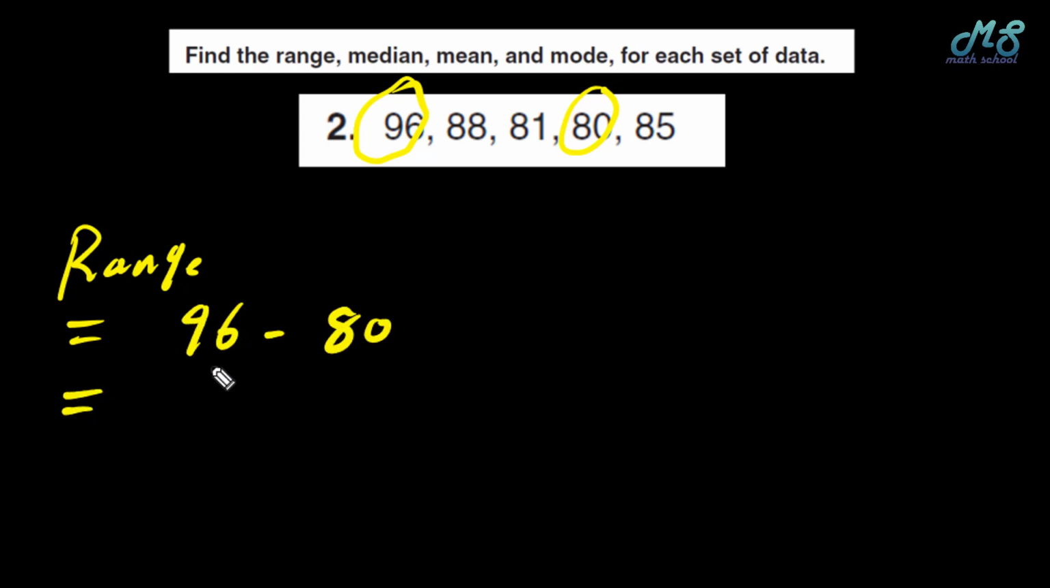Just subtract: 6 minus 0 equals 6. 9 minus 8 equals 1. Now the range, guys, is 16.